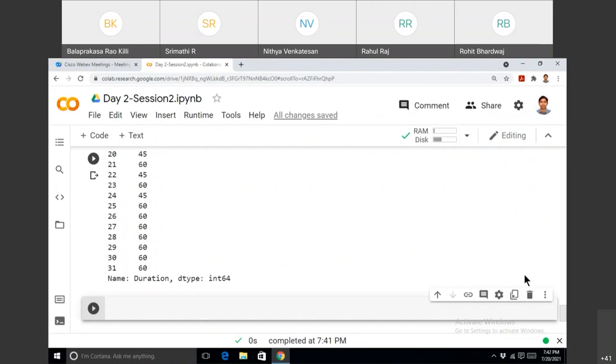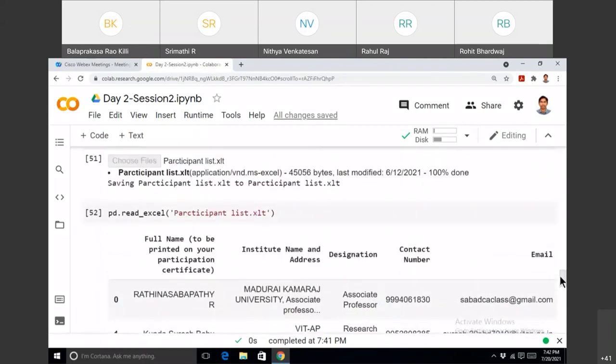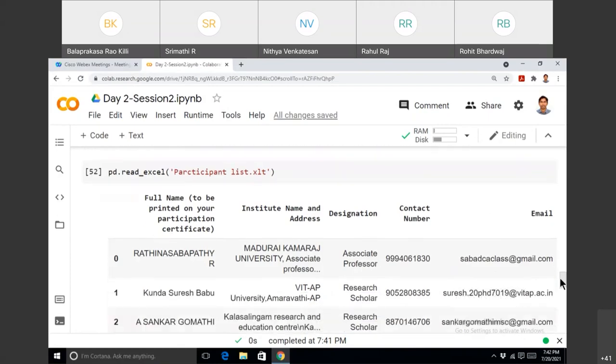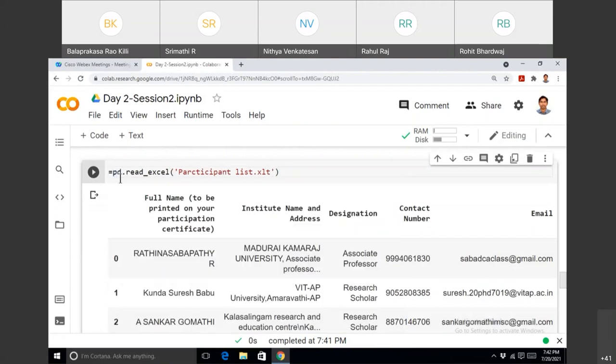Some questions? We need to give the full extension, like xlsx, because it is showing me an error. Yes, please give the full extension. It is showing me an error. I don't know what that error is.